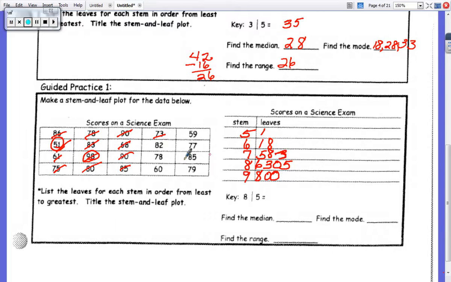Whoops, that's a little sloppy. 82, 78, and 60. 59 and 77. 85 and 79. Okay, then we have to make another chart, and we have to put those numbers in numerical order.